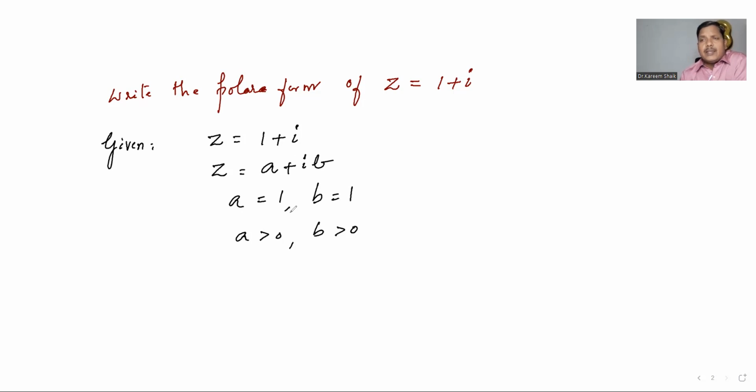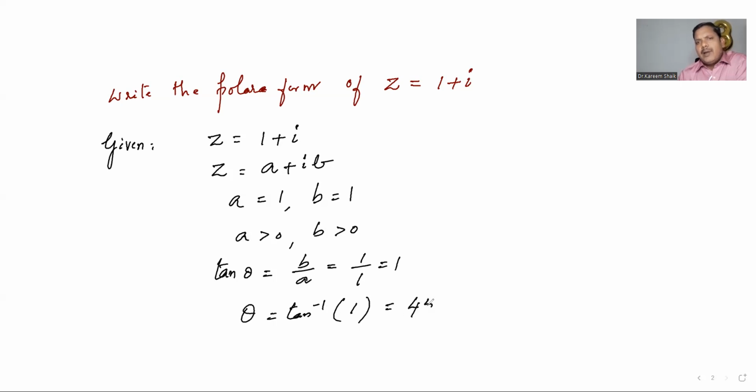We discussed different cases, case 1, case 2, case 3, case 4 in my last video. If you are not clear about that, please try to watch my last video, then you can understand easily. Now tan theta is nothing but what? b upon a. What is the value here? 1 upon 1, that is nothing but 1. So theta equals tan inverse of 1. Tan inverse of 1 is nothing but 45 degrees. Can 45 degrees be written in radians? Pi by 4 radians.